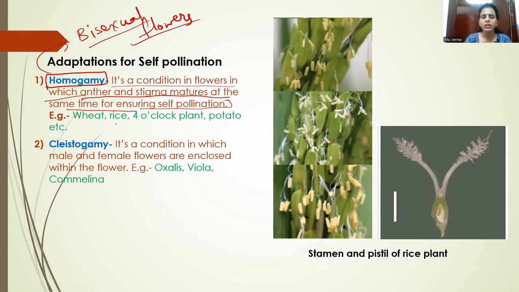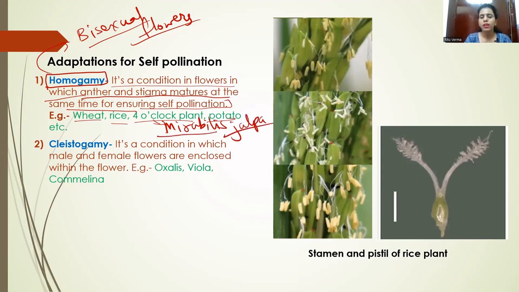The examples are wheat, rice, four o'clock plant, potato, etc. The four o'clock plant's botanical name is Mirabilis jalapa.